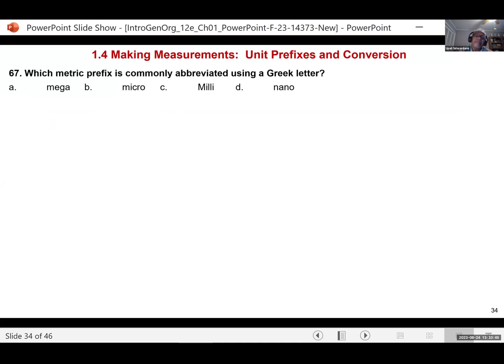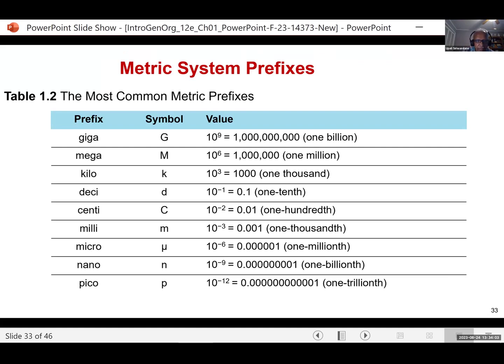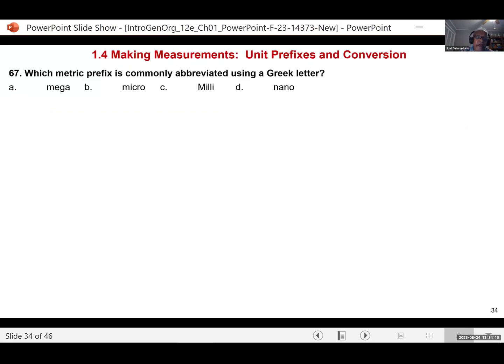Which metric prefixes are commonly abbreviated using a Greek letter? The one using a Greek letter is micro. You go back and look at it: all except micro are regular alphabetical letters. So the answer is micro. It uses mu.